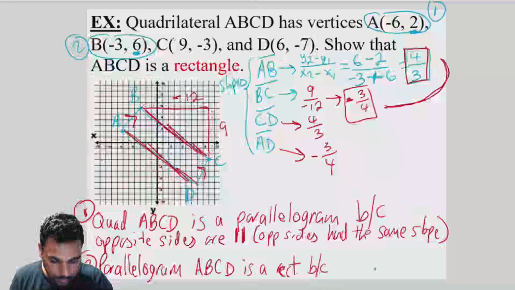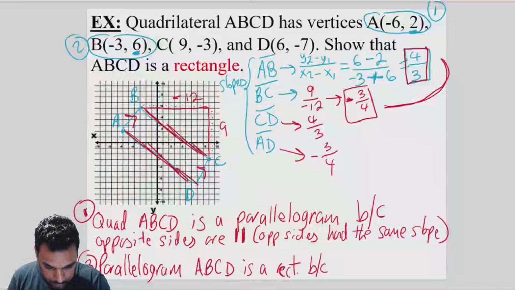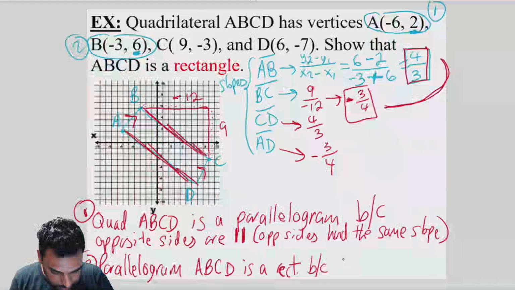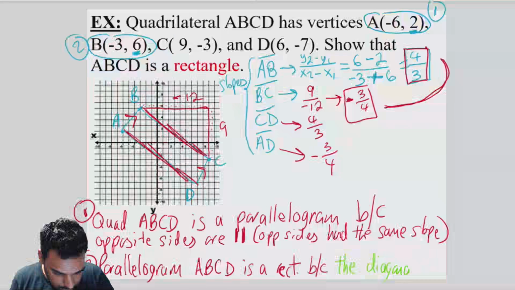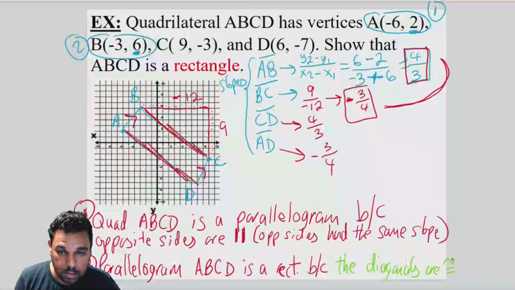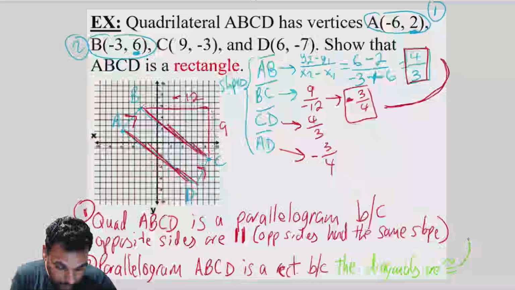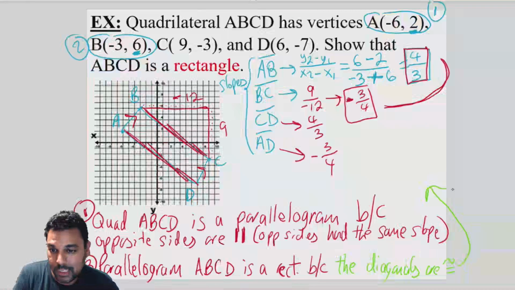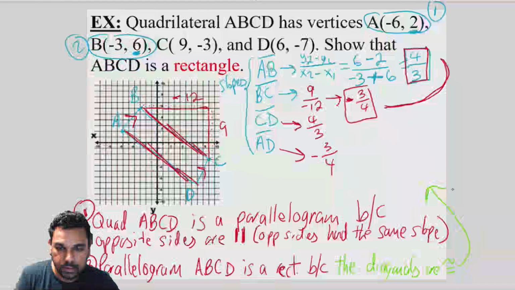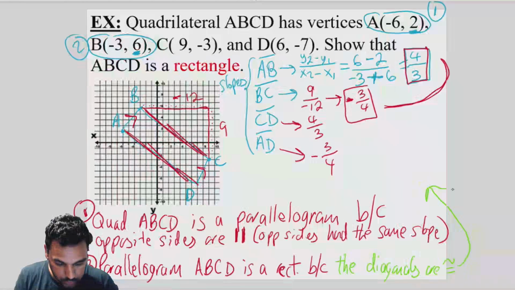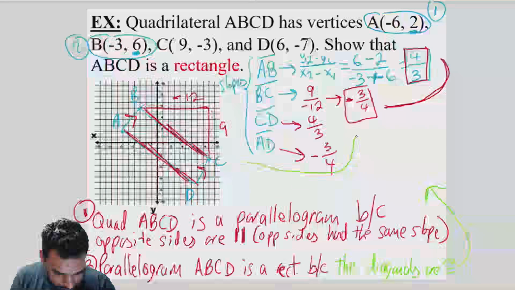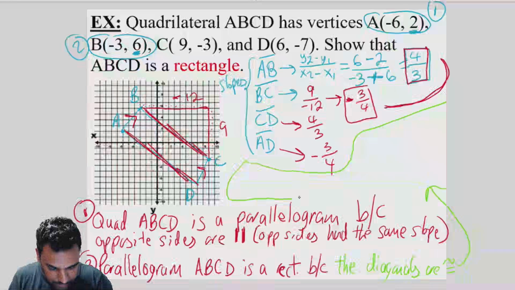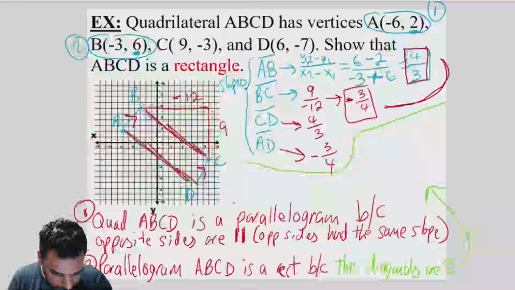Parallelogram ABCD is a rectangle because, let me use a different color, because the diagonals are congruent. However, you need to support this though. Like, you said something, where's the evidence of it? Right? You got to back it up. So that means you'll actually have to find the length. You're going to have to find the length of the 2 diagonals.